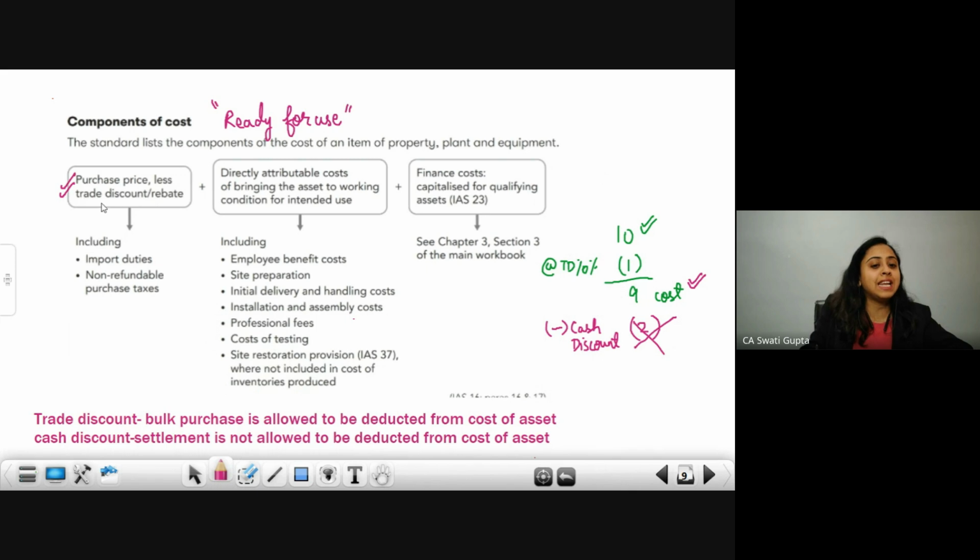Purchase price less trade discount or rebate. This is given at the point of sale. Please raise hand in case of doubt. Please unmute in case of doubt.